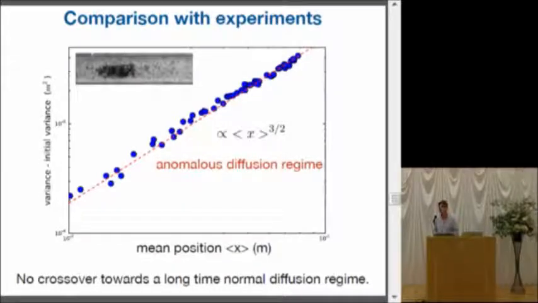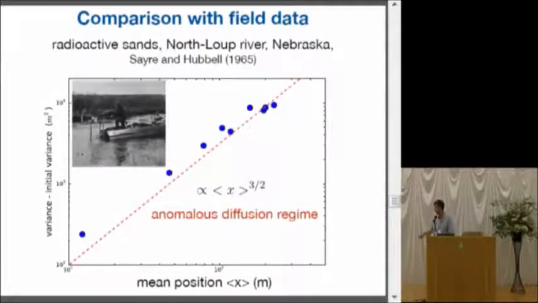So let's try it with field data. This is what I've done here. So again, variance minus its initial value as a function of the mean position. The blue bullets correspond to the data acquired in a sandbed river using radioactive sands by Sarah Noble in 1965, and the dotted red line corresponds to a fit of the data by a 3/2 power law. And again, this field data seems compatible with the anomalous diffusion regime predicted from the erosion deposition model. So, okay, it's encouraging for the sandbed river.